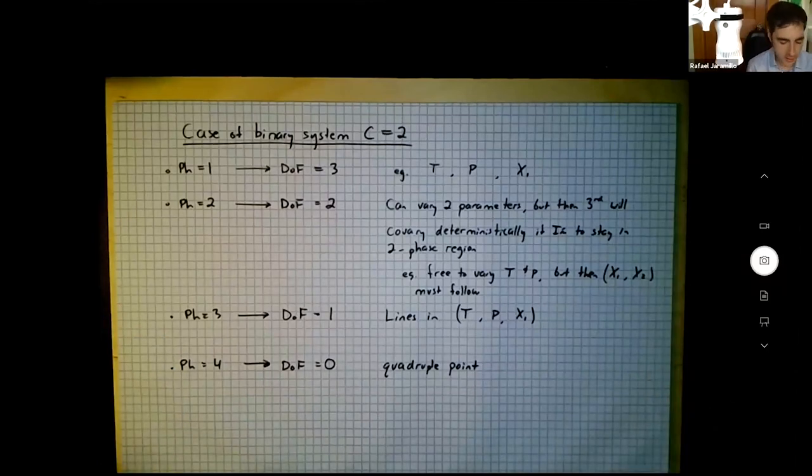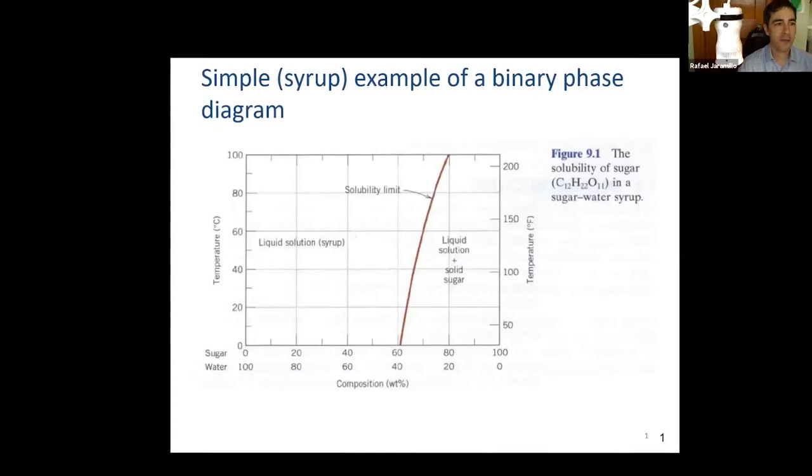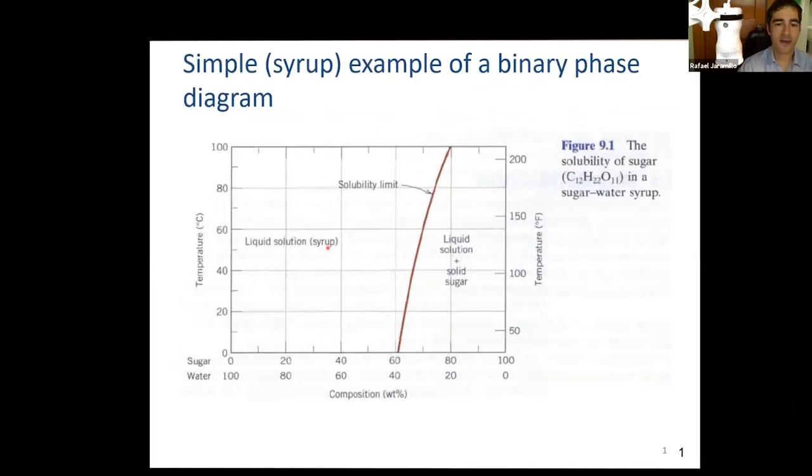I'm going to switch to slides and walk through some examples of binary phase diagrams and hopefully illustrate some of this stuff. So let's see some examples of binary phase diagrams. Here's one that I think I pulled from Callister. And we talked about sugar water before in the class. And so this is a very simple binary phase diagram. We have the x-axis being composition, here in weight percent. Normally we like to stick with atomic percent, but this is in weight percent. And the y-axis here is temperature, they even have Fahrenheit.